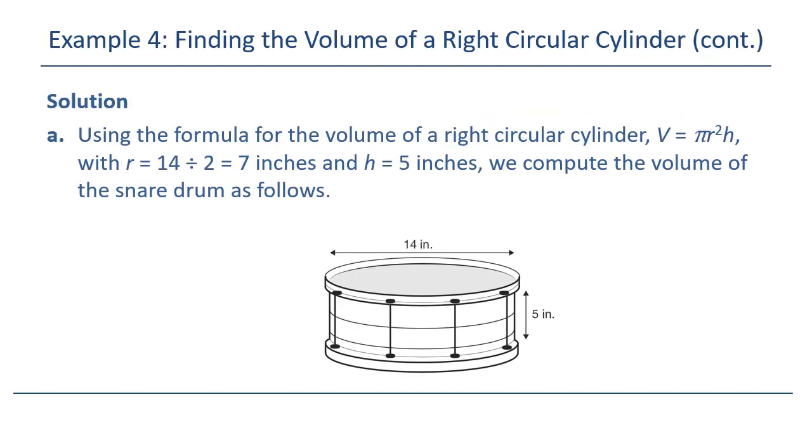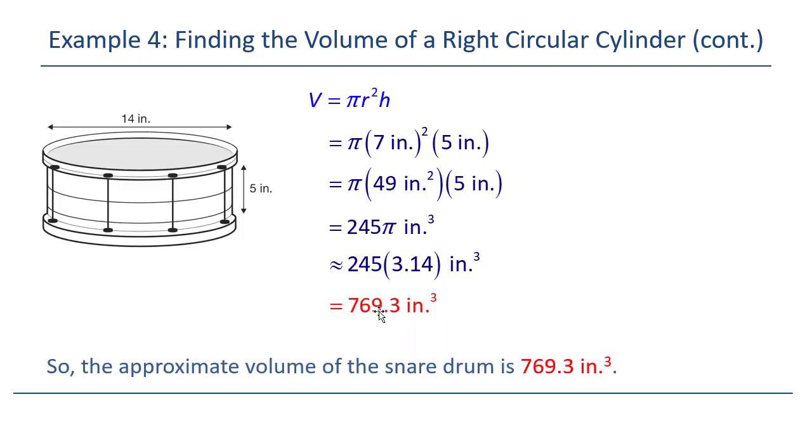All right, so let's start with the snare drum. We use the formula volume equals pi r squared times h. Remember, it's area of the base times height, and the area of the base is a circle, so it's pi r squared. Sorry, they told us the diameter was 14, which is why we have to divide it by 2, because the radius is half of that. And we get 7 inches, with a height of 5. Plug everything in and get roughly a little bit more than 769 cubic inches.